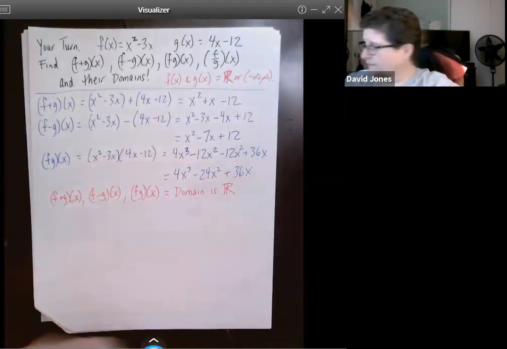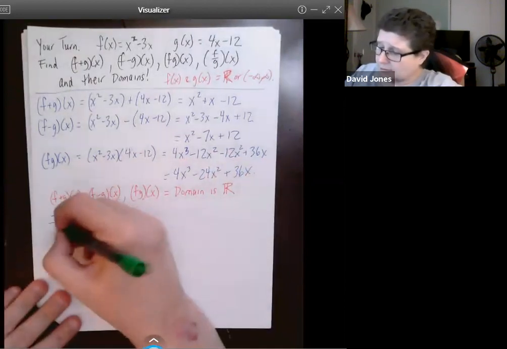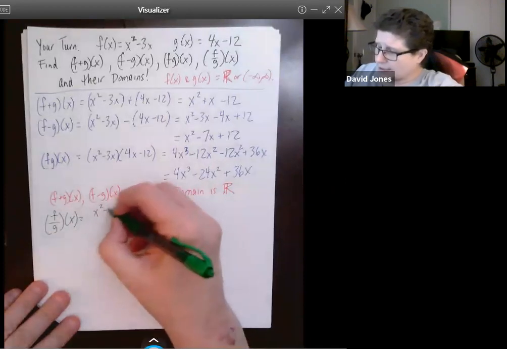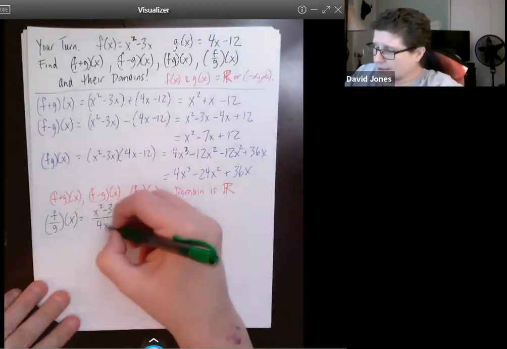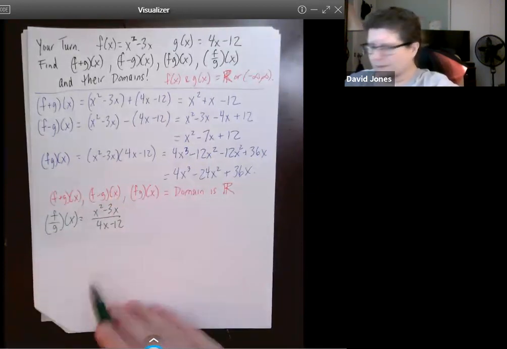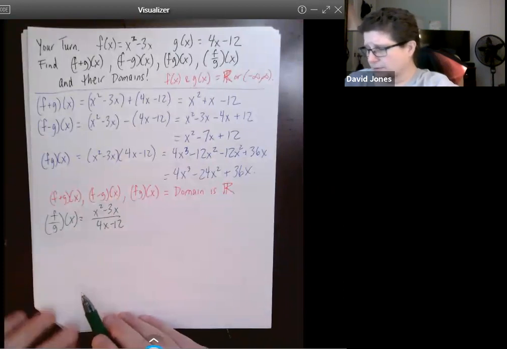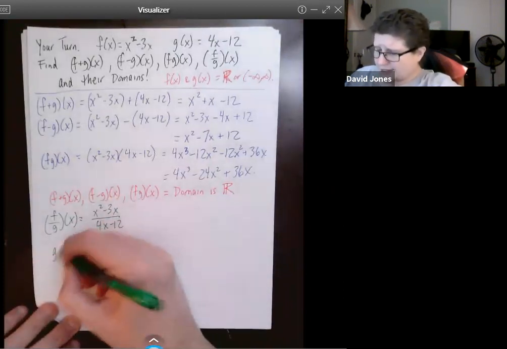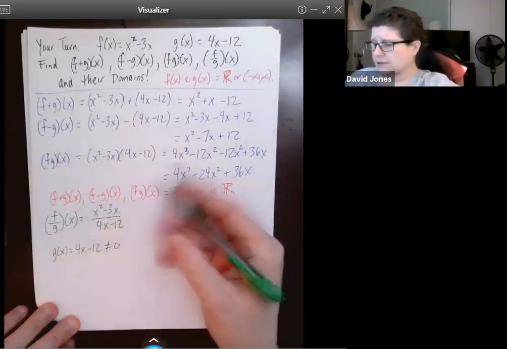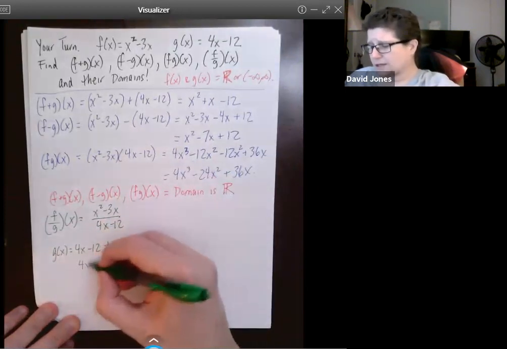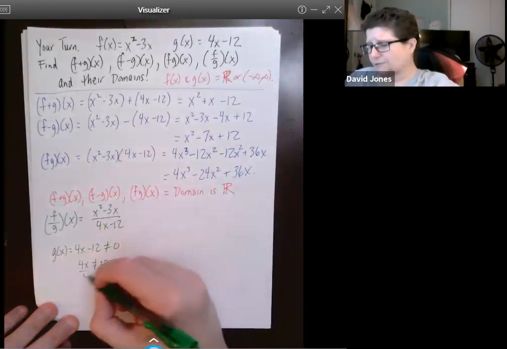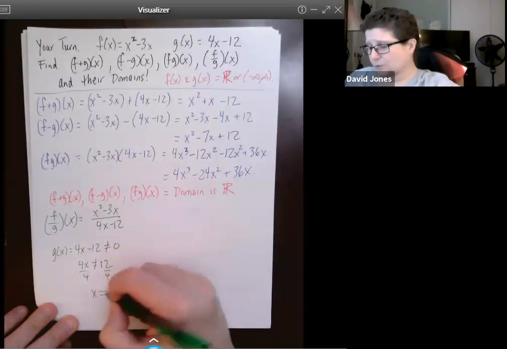And now we'll look at f divided by g of x, which is x squared minus 3x over 4x minus 12. Before I simplify, I'm going to find my bad juju number. g of x, which equals 4x minus 12, cannot equal 0. So I add 12 to both sides, I get 4x cannot equal 12. Divide by 4, and I get x cannot equal 3.